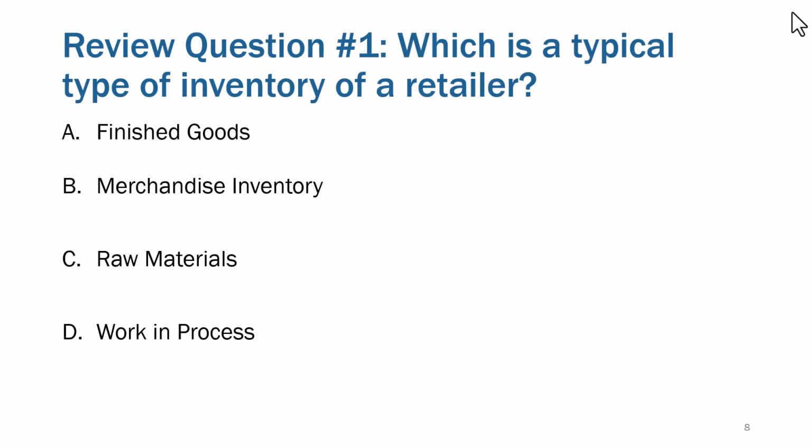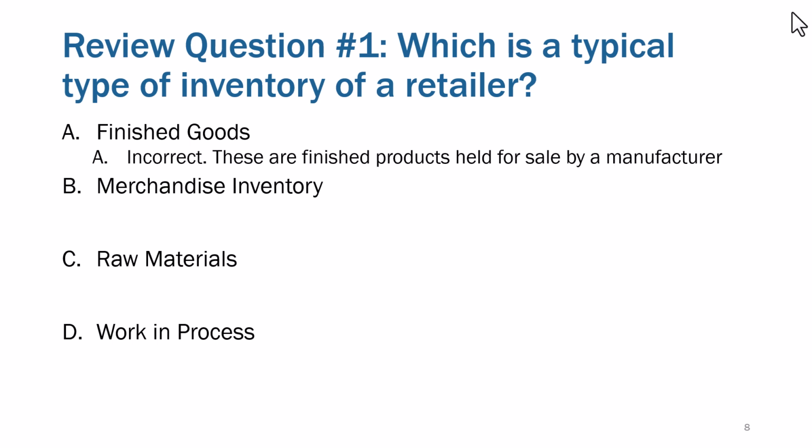So review question number 1: what is a typical type of inventory of a retailer? Take a peek at this one. Do you know the answer? It's not finished goods. All right, those are finished products held for sale by a manufacturer.